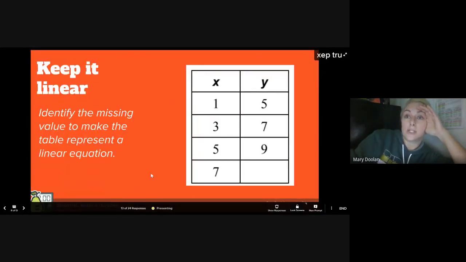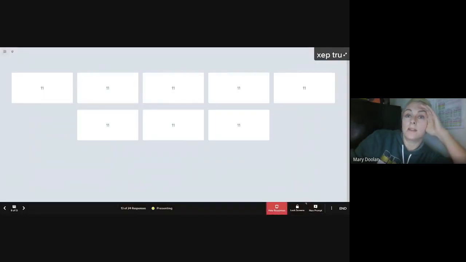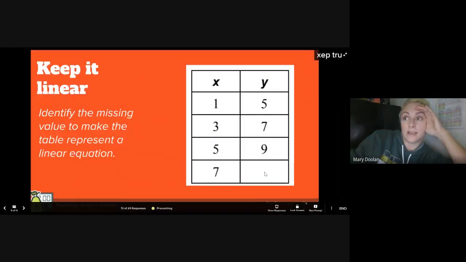Identify the missing value to make the table represent a linear equation. Show responses. 11 is the correct answer. 11 keeps us linear because we're repeating the pattern. 1 to 3, 3 to 5, 5 to 7, we're adding 2 each time. 5 to 7, 7 to 9, we're adding 2 each time. So 11 keeps it linear.